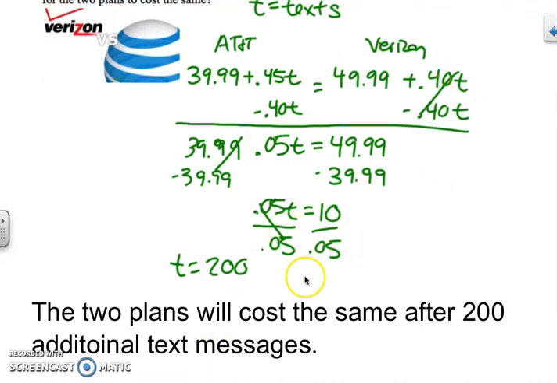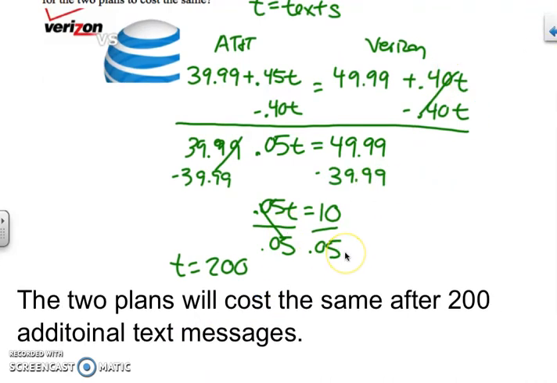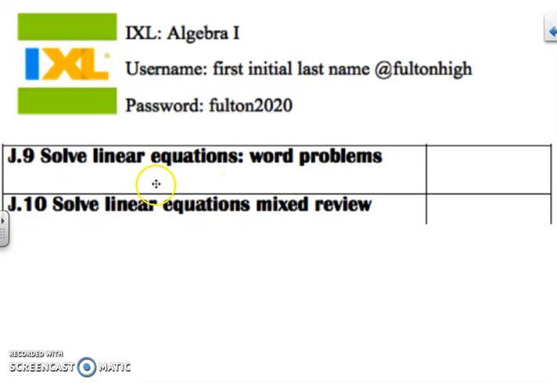So those are some examples of word problems. We did 2 steps, we did variables on both sides, multi-step. So those are some strategies you can use to solve word problems. For some practice, you can do J9 on IXL, solving linear equation word problems. And you can also go ahead and do J12 to get a mixed review of everything. So thanks for listening.